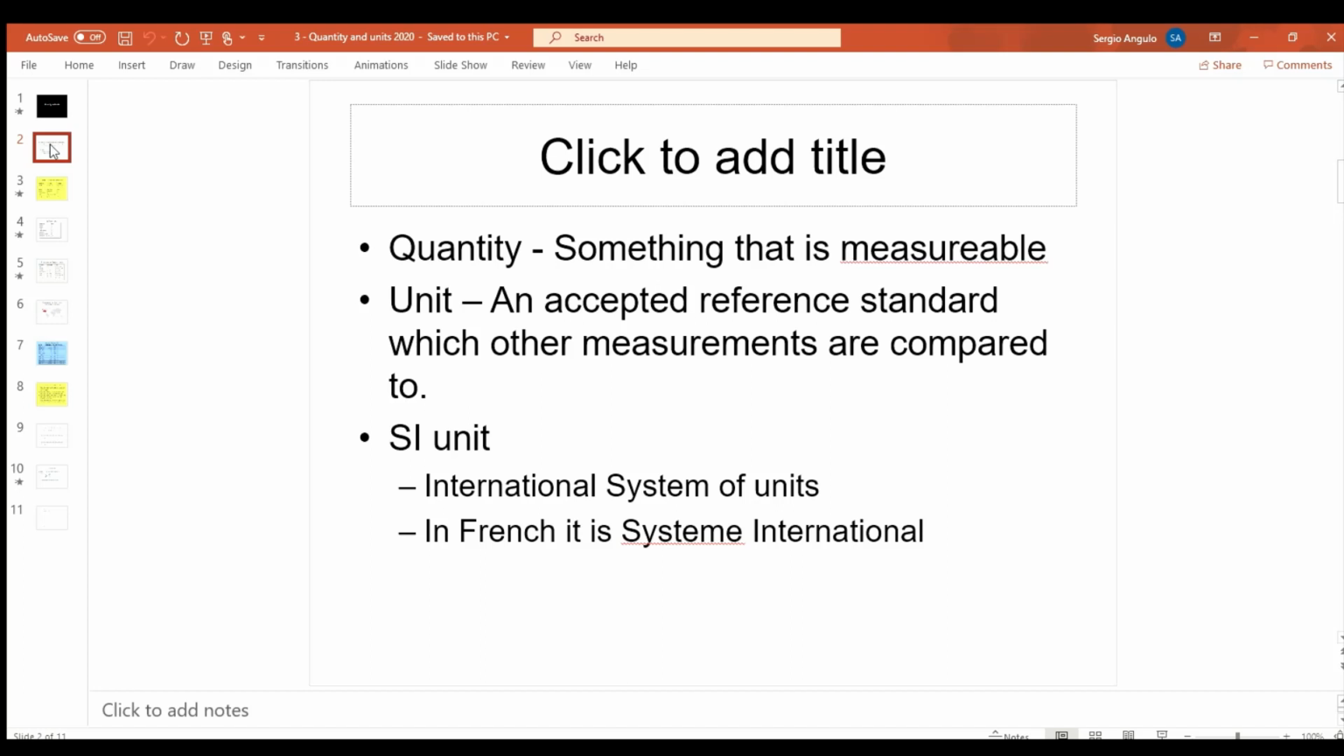And when we measure, we need to have something to compare it to. So that's where the term unit comes in. A unit, as you can see on the screen here, is an accepted reference standard which other measurements are compared to. Okay, and so what does that mean? That means basically we've defined one of something, 1 foot or 1 yard or 1 inch or 1 degree or 1 pound. And then we're going to measure how many of those there are in something.